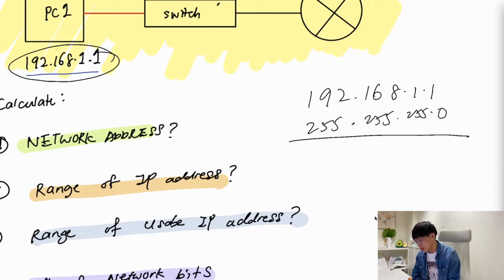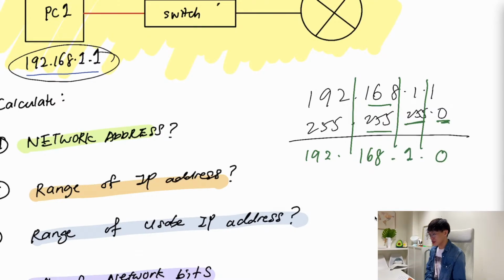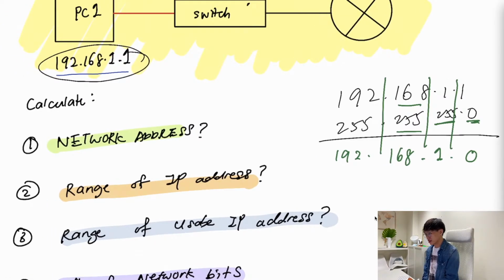So here, I can use the shortcut because it's 255. I will just rewrite the value here. So now this is a 192 dot again 255. I will rewrite the value here. Okay, 168 again 255. I rewrite 1. This is 0, so this is 0. And with this, I get the network ID 192.168.1.0.